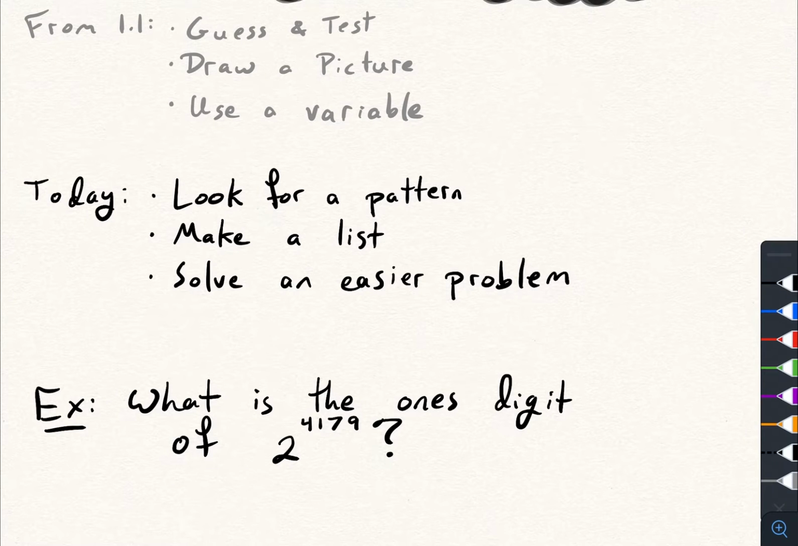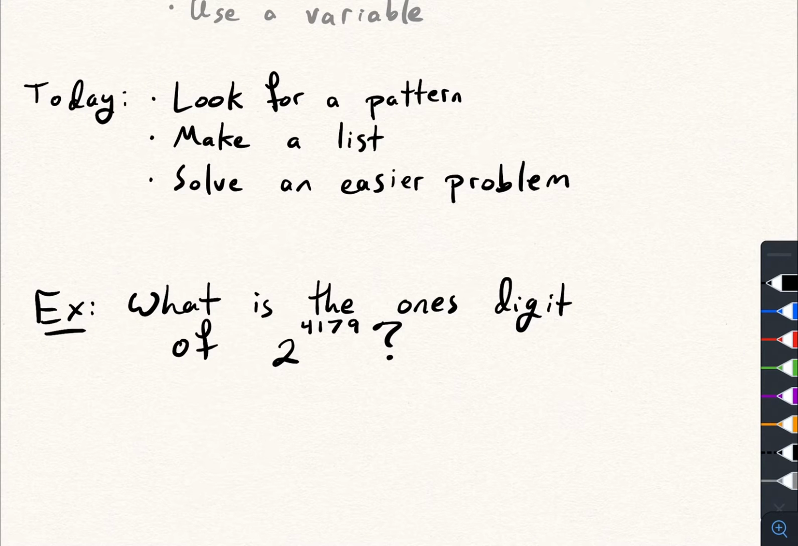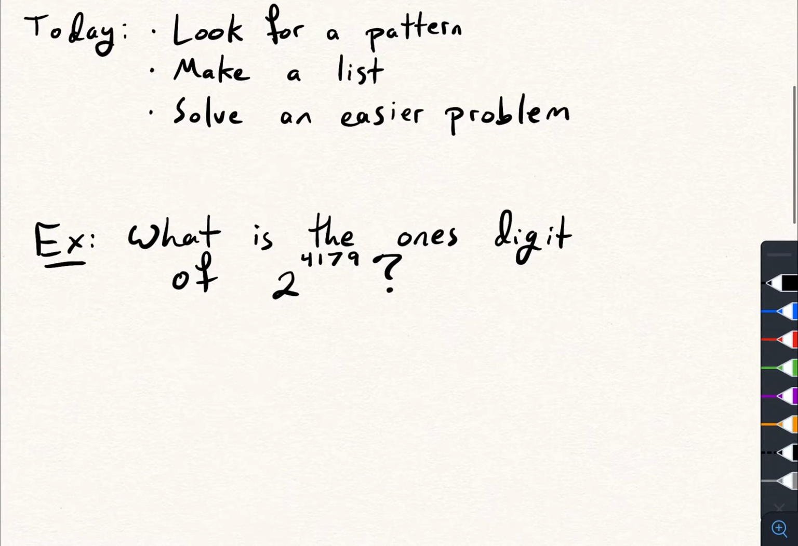What is the ones digit of 2 to the power of 4,179? If you were to go to your calculator and type in 2 to the power of 4,179, you would probably get some obnoxiously large number, and you would probably not even be able to read it. Depending on the calculator, you might not even be able to figure out what the ones digit is. This number is really, really huge. So you need to come up with a different strategy. How do we actually go about doing this?